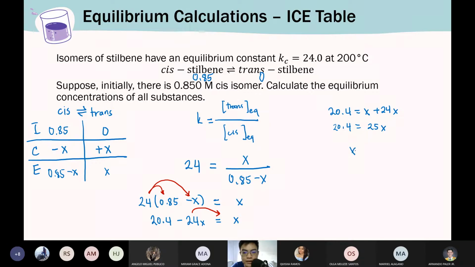Now solve for x. So x is 20.4 divided by 25. X is 0.816. Correct. This is a concentration, so you write molarity at the end. So that's the x value, 0.816. The question is, are we finished? Are we done? The answer is not yet. We are not yet done.